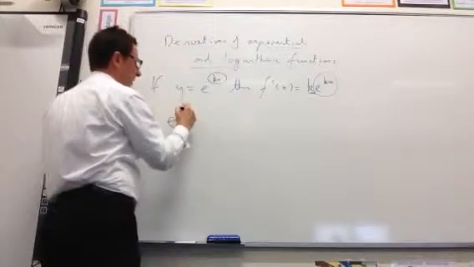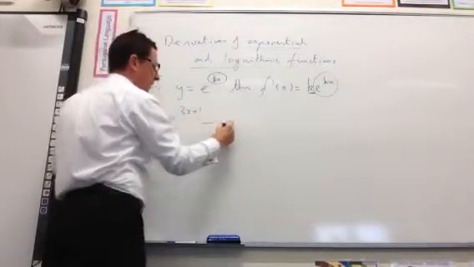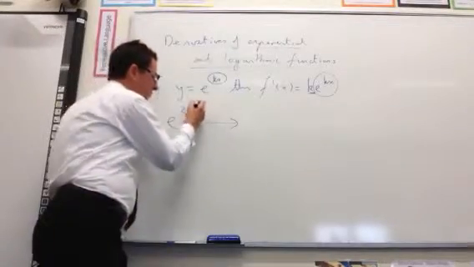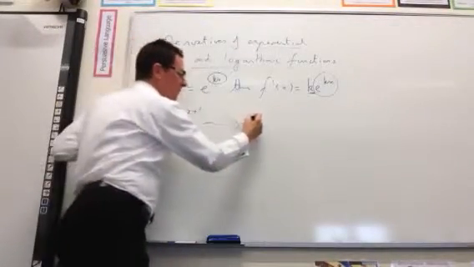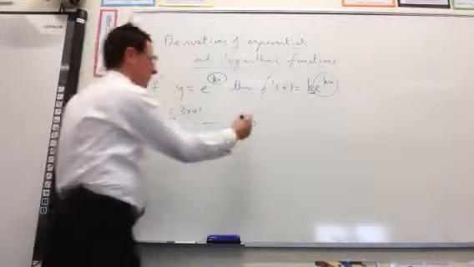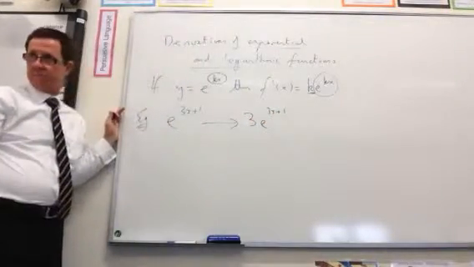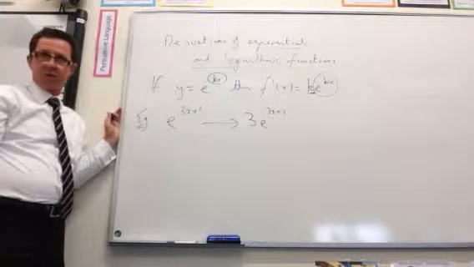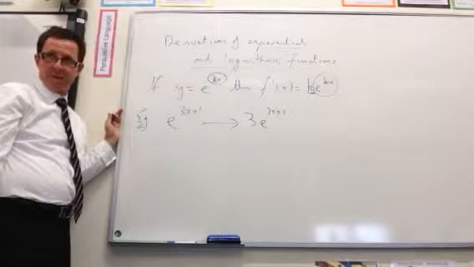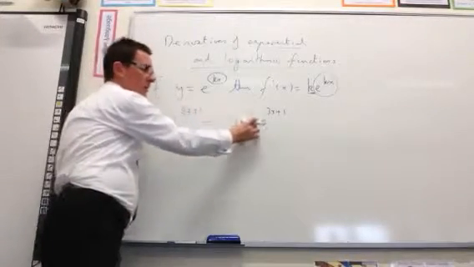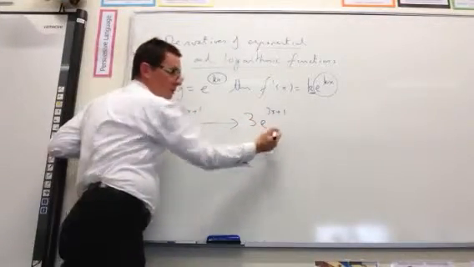So, e to the 3x plus 1. Right? Derivative. Derive 3x plus 1. 3. Leave the rest. That's exponential derivatives. Pretty okay, yeah? Whatever the power is, derive it, place it to the front, leave the rest exactly the same.